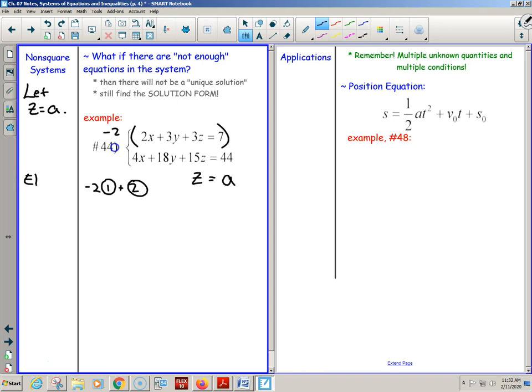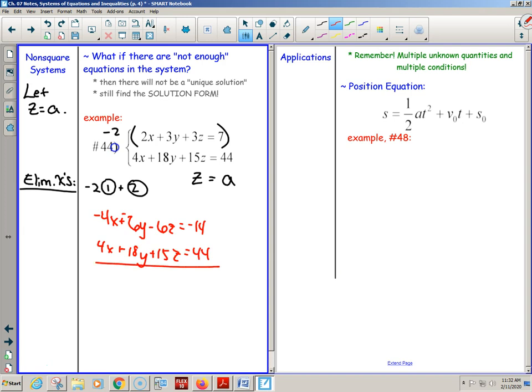I'm eliminating my x's. Once again, this wasn't the only way. We are humans. There are some creative licenses that we can take. However, I'm trying to get you guys to know my system. And so, if I were to multiply, I would get my -4x minus 6y minus 6z equals -14 with my 4x plus 18y plus 15z equals 44. Which means I will get my 12y plus 9z equals 30.